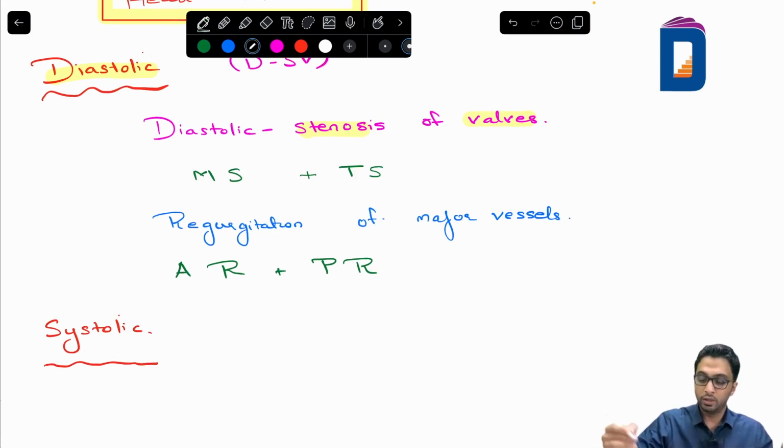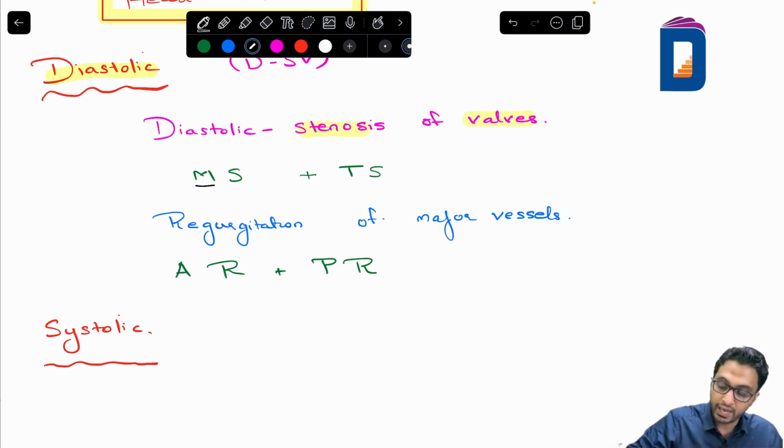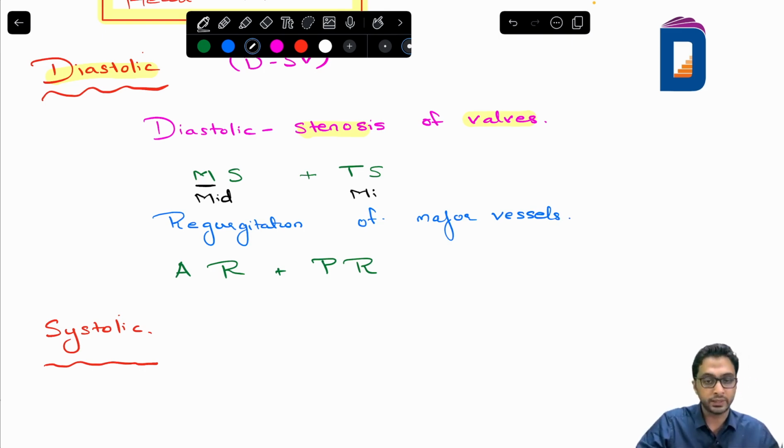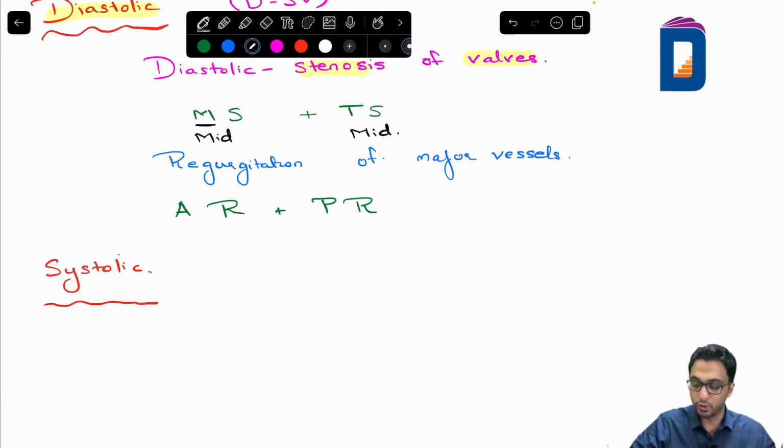Now, as I've told you, if you want to remember exactly at what period it is, then you start with M, mid diastolic murmur. This is also mid diastolic murmur, that is tricuspid stenosis. Also, you get the mid diastolic murmur. Then you go back, as I've told you, this is early diastolic murmur. This is also early diastolic murmur.